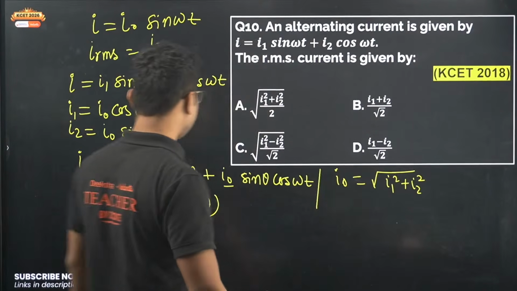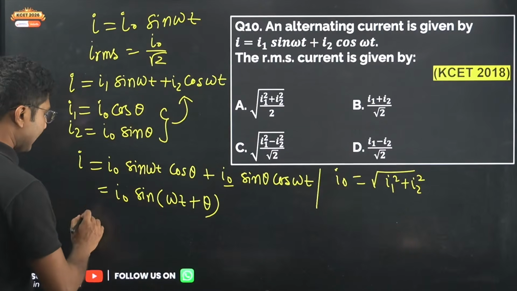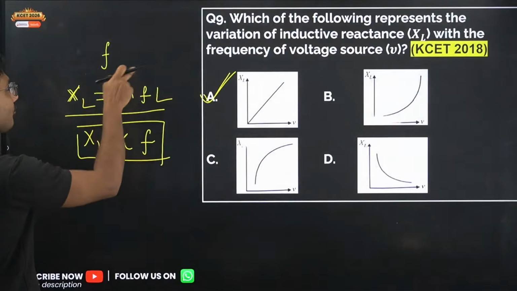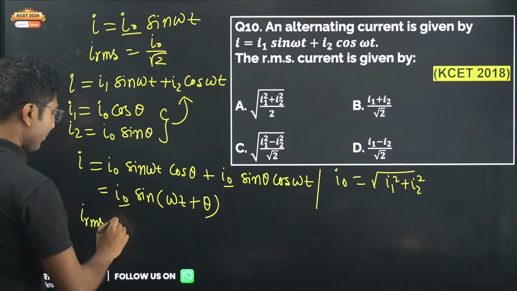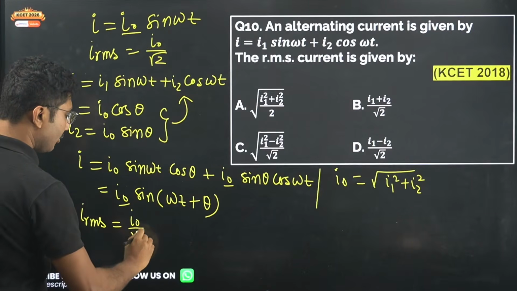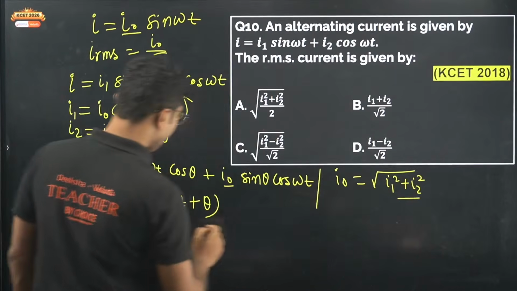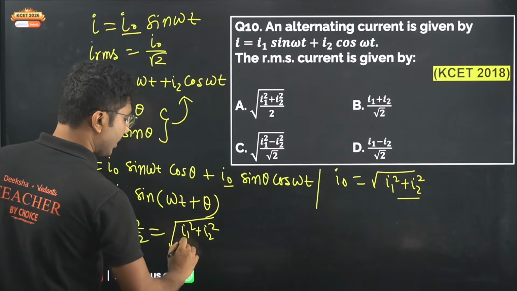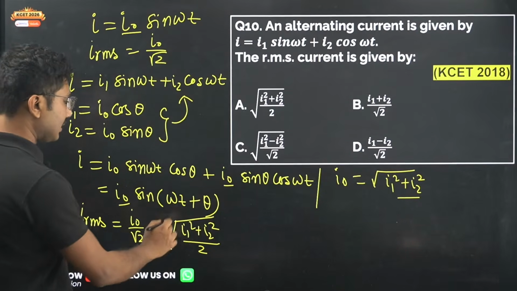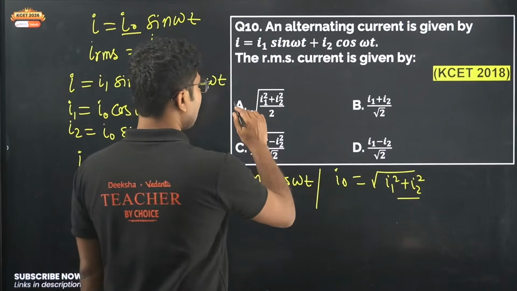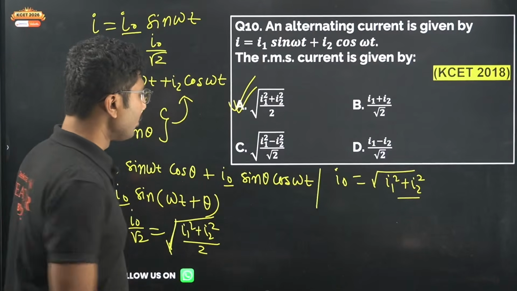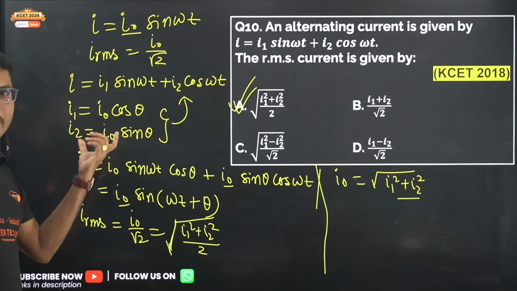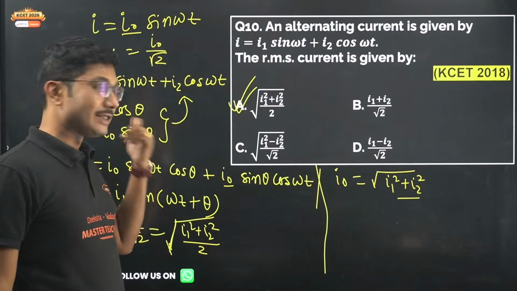So we just use this method, and from here we can say that we have calculated our standard form. Standard form was this. So IRMS equals I naught by root 2. What is I naught? We know this value. So it will be the square root of I1 square plus I2 square, divided by 2. This root 2 goes under the whole root, and obviously this is the correct answer. So you should know the method how to solve similar questions. This method is not exclusive to mathematics. It is sometimes used in physics as well.